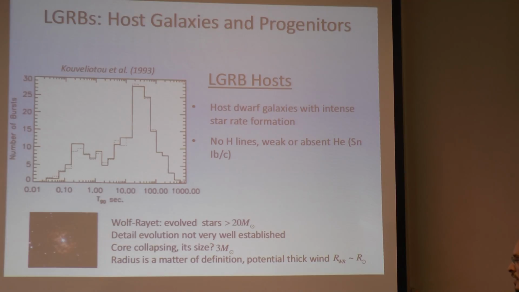The problem with these stars is that their evolution is not well known, is not well established. First of all, there are many types of Wolf-Rayet stars. There are types N, C, and O, from nitrogen, carbon, oxygen, etc.